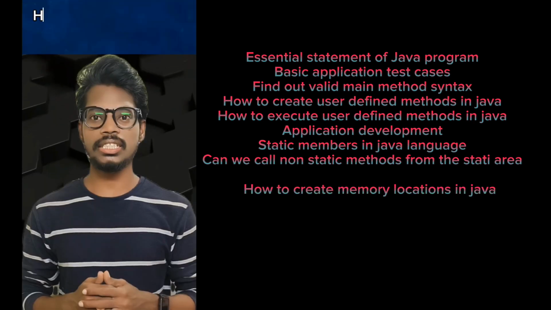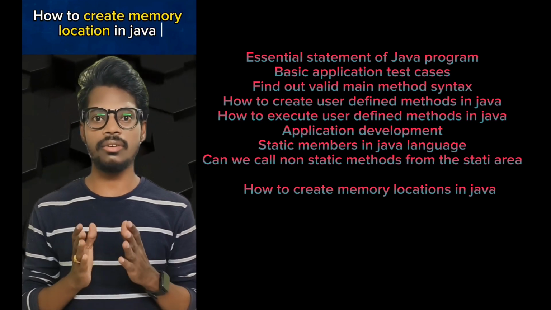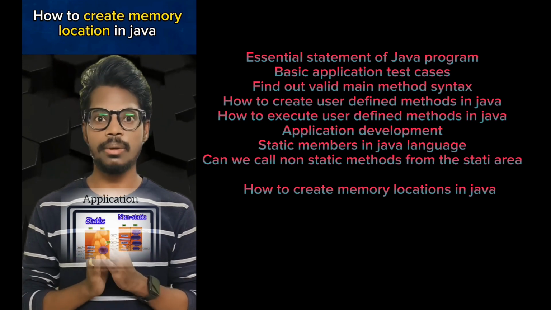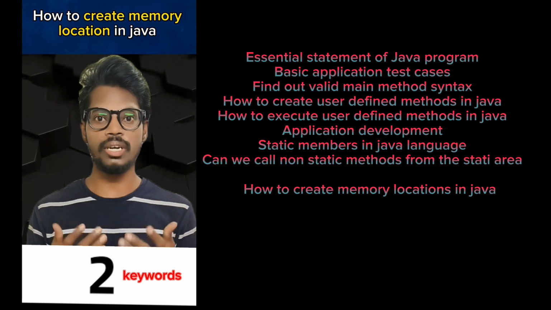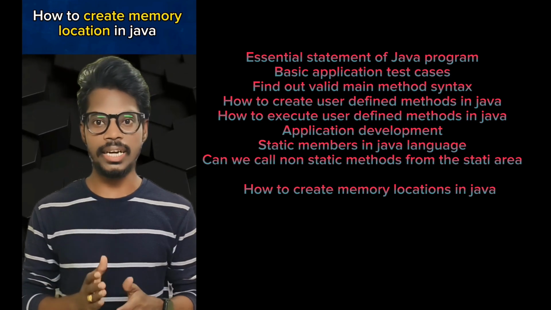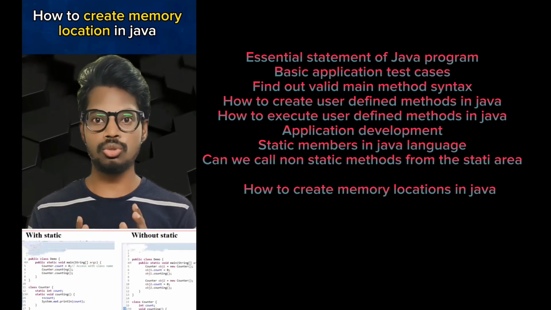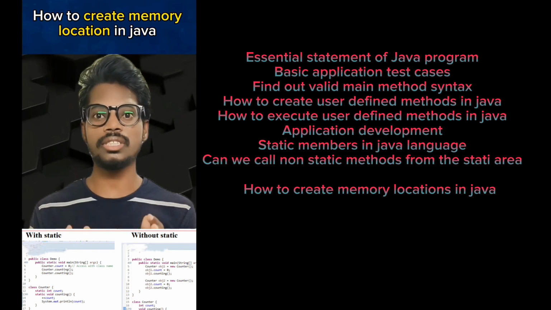In this video, we will discuss how to create a memory location in the Java programming language. Whenever we develop an application, non-static members are available and static members are also available. There are only two keywords in Java for memory allocation purposes: one is the static keyword and the other is the new keyword. When the JVM identifies these two keywords, only then is the JVM responsible to provide memory locations for your Java members.